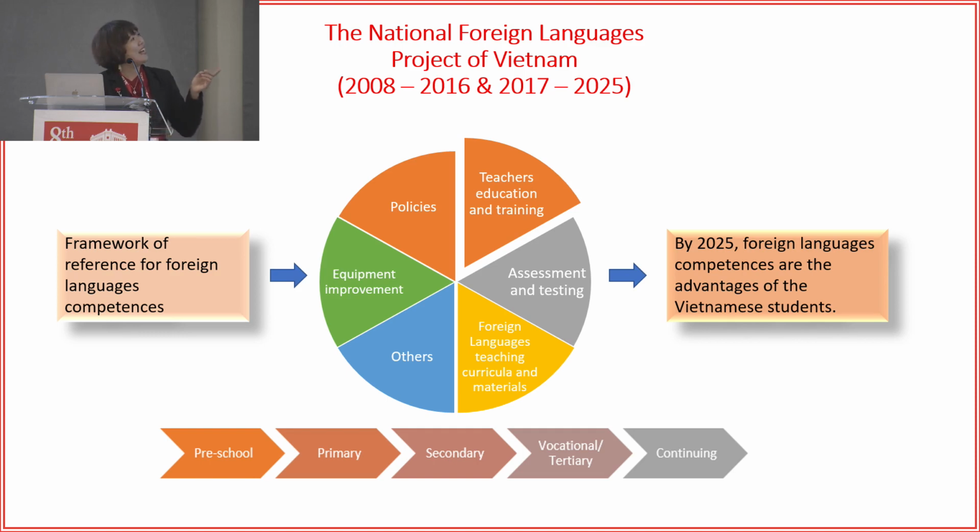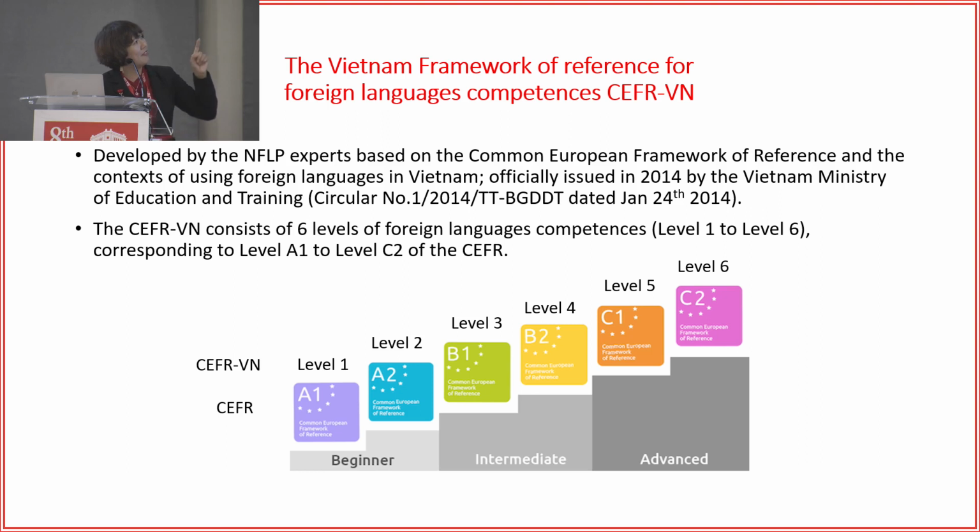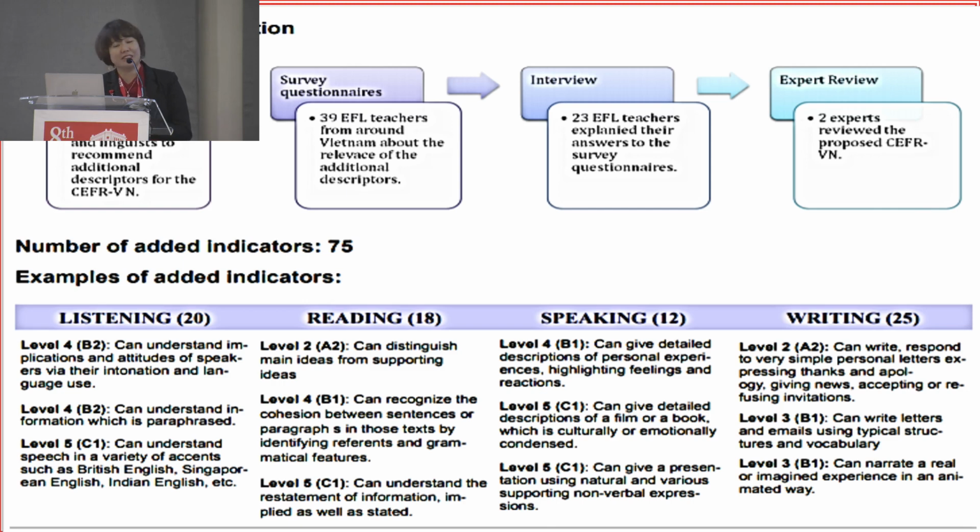Okay, so we have the CEFR-VN. It was created and issued in 2014 as a circular of the ministry, corresponding to the original CEFR, with 6 levels corresponding to levels from A1 to C2, okay? And here is the adaptation process, and I would like to stress that the CEFR-VN was designed to be applicable to all the foreign languages in Vietnam, including English, French, German, Chinese, Korean, Japanese, and other foreign languages. But these are the 7 major foreign languages available right now in the Vietnamese education system.